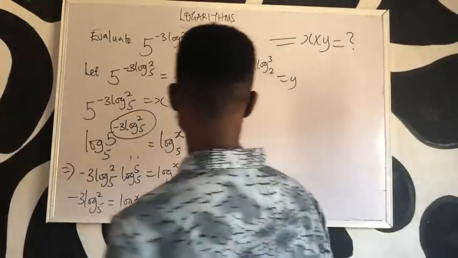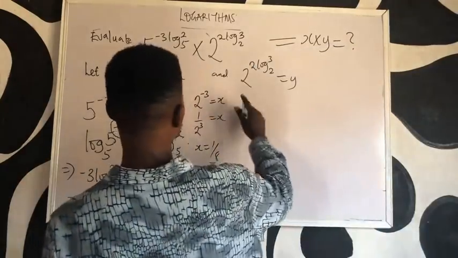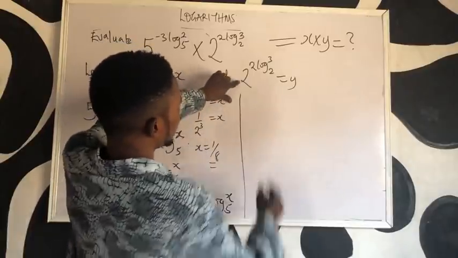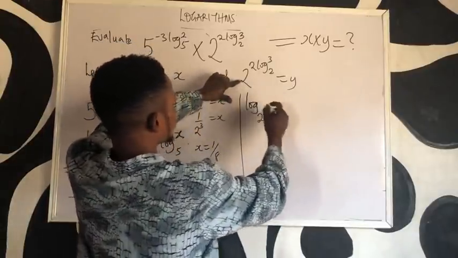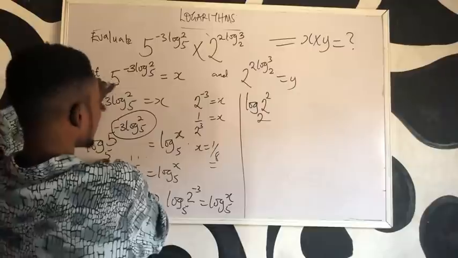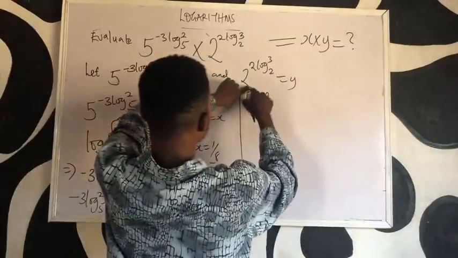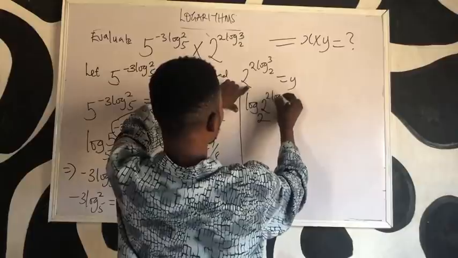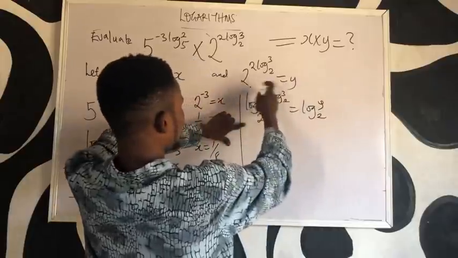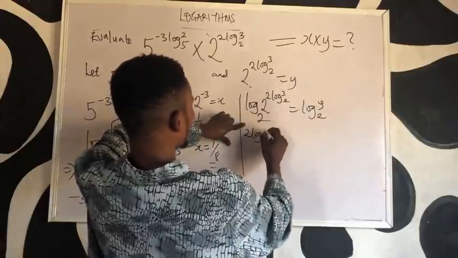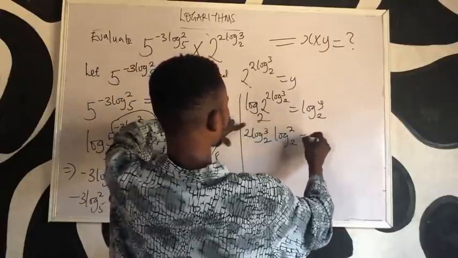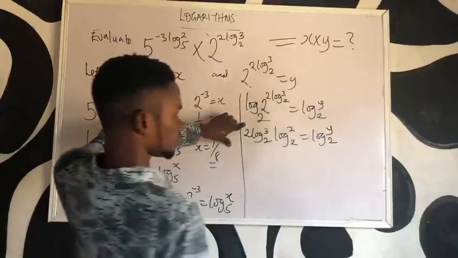Then for y now, we have 2 here. That means we need to take the logarithm of both sides into base 2, because of this 2 here. Because there is 5 here, we take logarithm of both sides into base 5. Here, the 2 here, logarithm of both sides into base 2. 2 log 3 base 2 is equal to log y base 2. Now the logarithm of the number, that's 2 log 3 base 2, log 2 base 2 log y base 2.